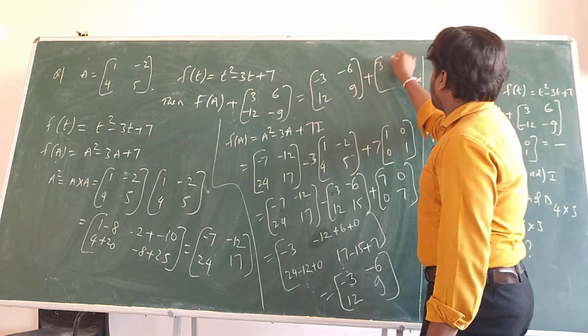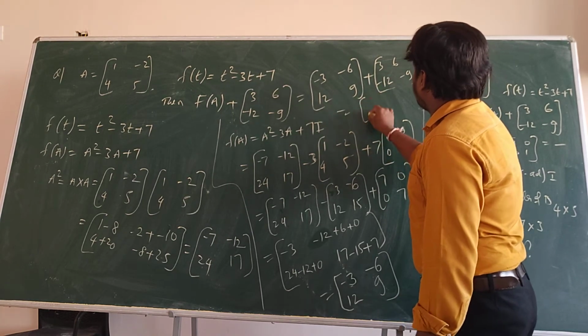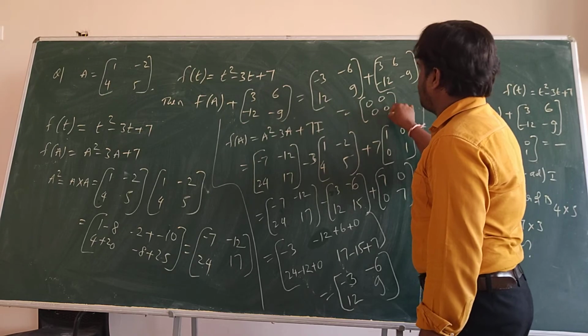So that is how much? 3, 6, minus 12, minus 9. So you are getting how much? 0, 0, 0, 0. Totally 0.